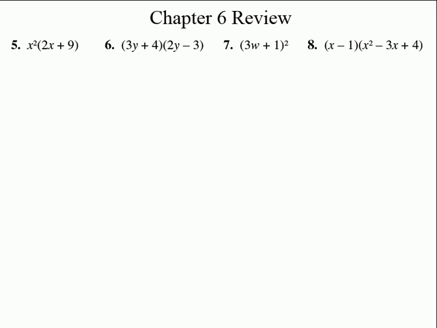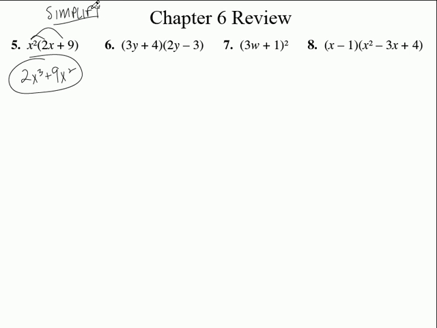Now we're changing from addition and subtraction to multiplication. So let's do this. We just distribute the x squared through here. So x squared times x is x cubed, plus 9x squared. That's all you can do. Remember, these things are all under the umbrella of simplifying. So that's all we're doing.